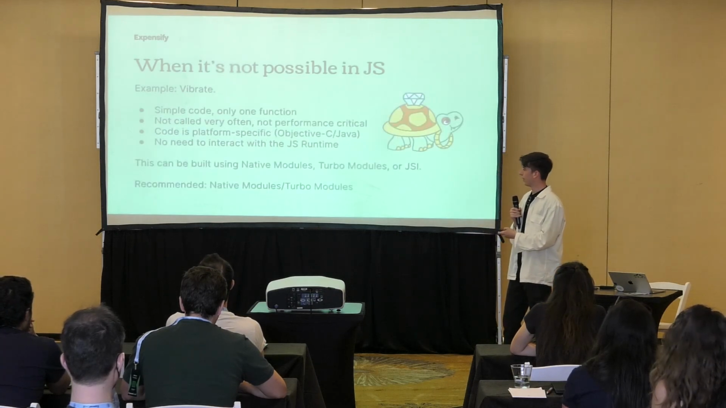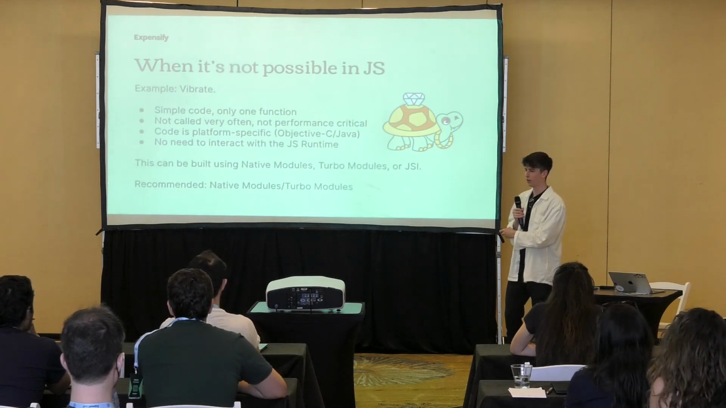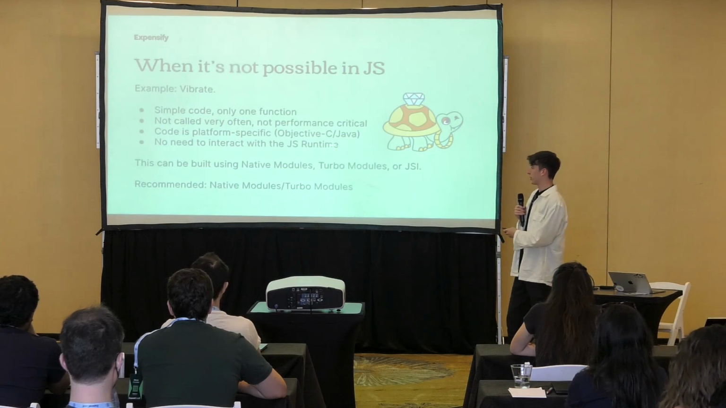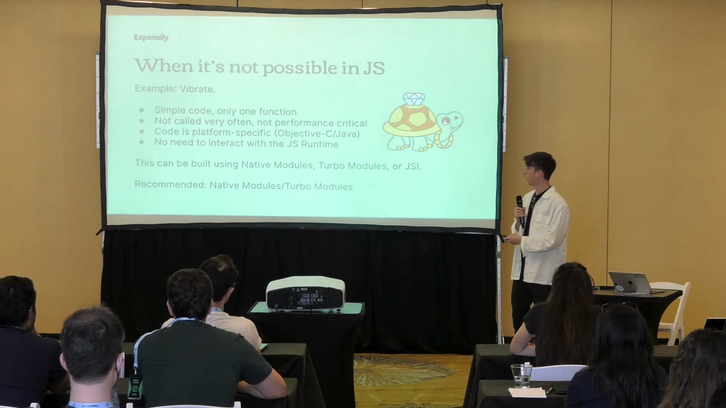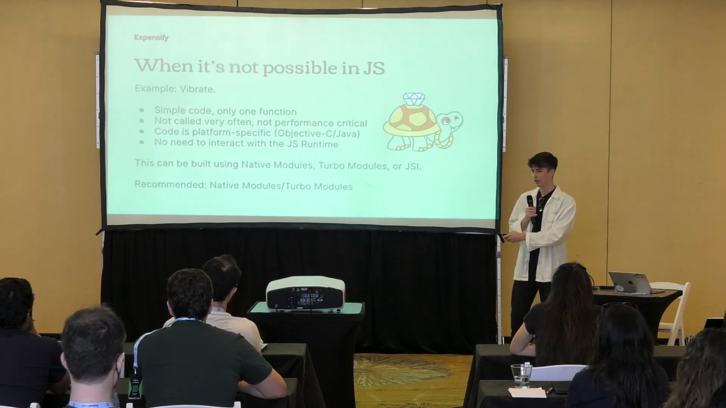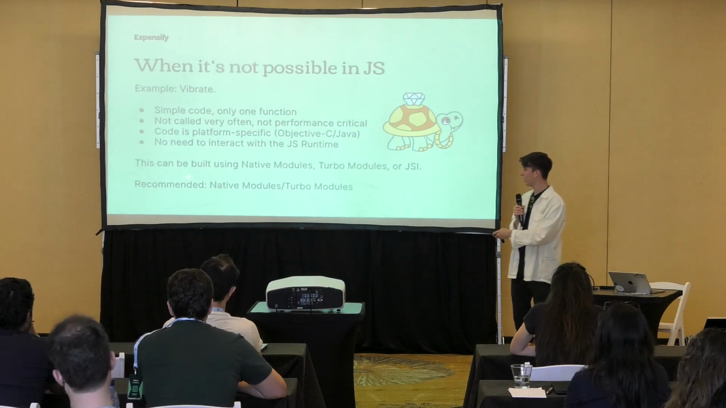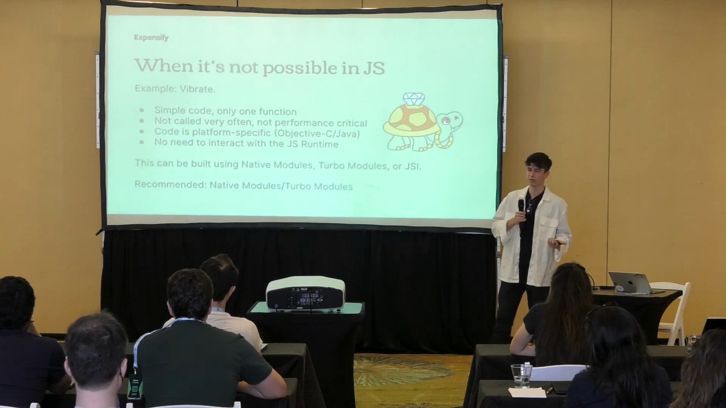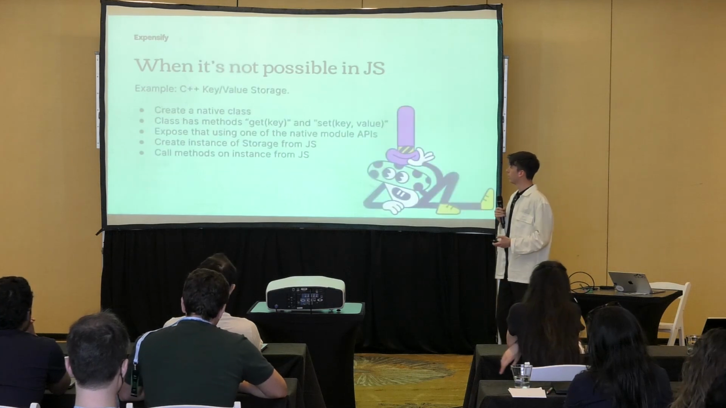So in this case, it has simple code. It's only one function. It's not called very often, so it's not really performance critical, I would say. You call vibrate once in a while. The code is platform specific because you need platform APIs, so Objective-C or Java, and you don't need to interact with the JS runtime. So this can be built using all three options that we have: native modules, turbo modules, or JSI. It is recommended that you use native modules or turbo modules for that, because using JSI would just mean an additional step to bridge to the native APIs, and that's not really required here.